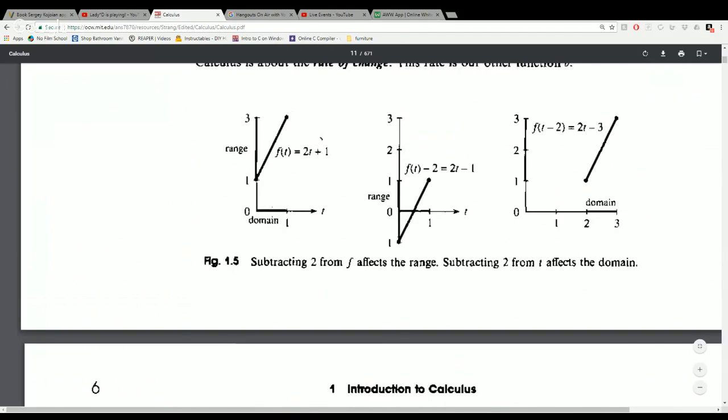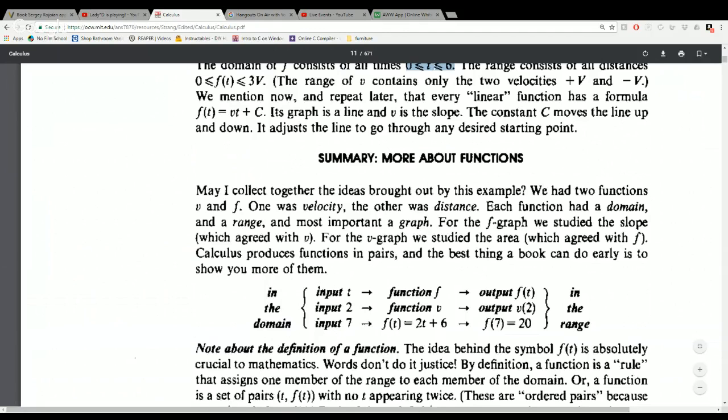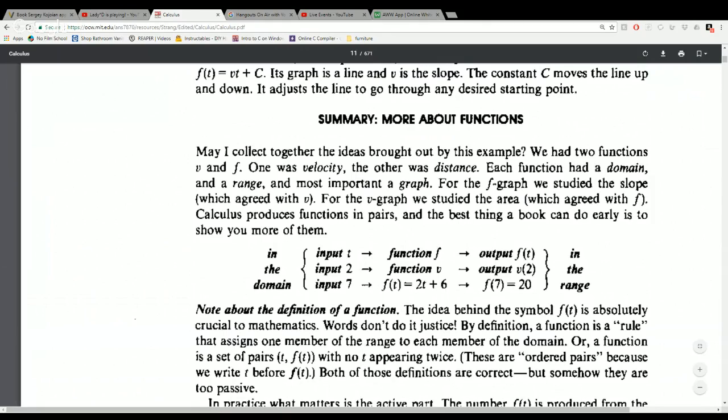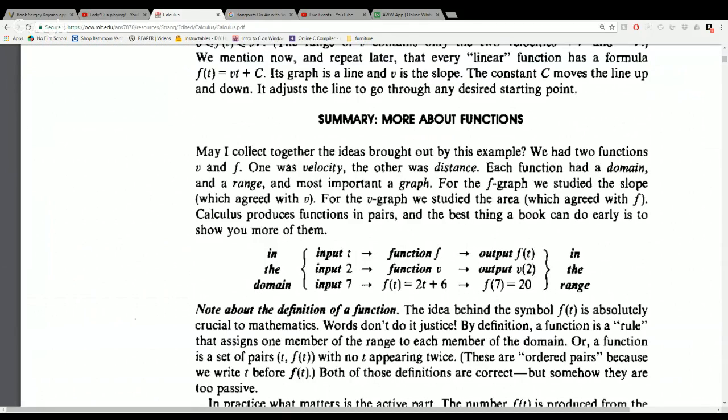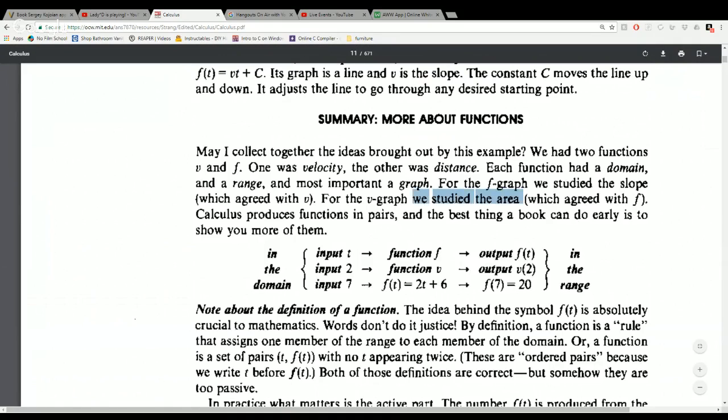Summary. More about functions. Let's see what Strang says. May I collect together the ideas brought out by this example? We had two functions, v and f. One was velocity, one was distance. Each function had a domain and a range, and most important, a graph. For the f graph, and remember, velocity is v, f is our odometer in our analogy, we studied the slope, which agreed with our velocity. For the v graph, we studied the area, which agreed with our f.